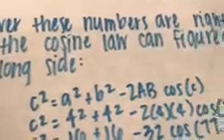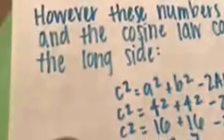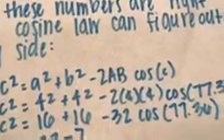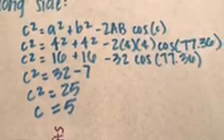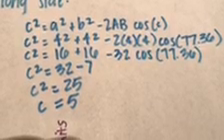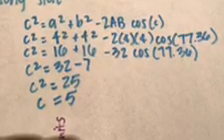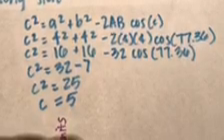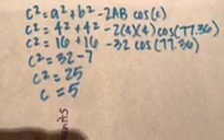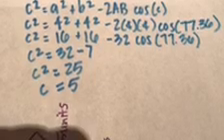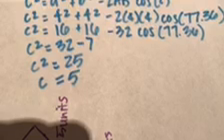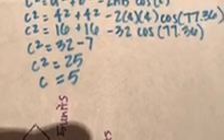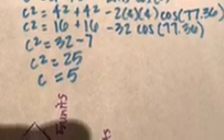However, these numbers are right, and the cosine law can figure out the long side by c squared equals a squared plus b squared minus 2ab cosine C. C squared equals 4 squared plus 4 squared minus 2 times 4 times 4 cosine 77.36. C squared equals 16 plus 16 minus 32 cosine 77.36. C squared equals 32 minus 7, c squared equals 25, c equals 5.